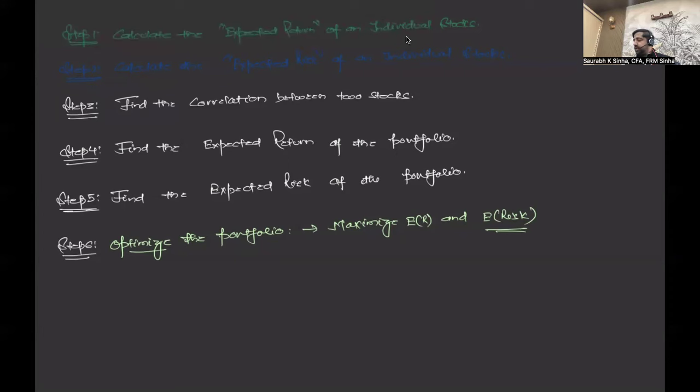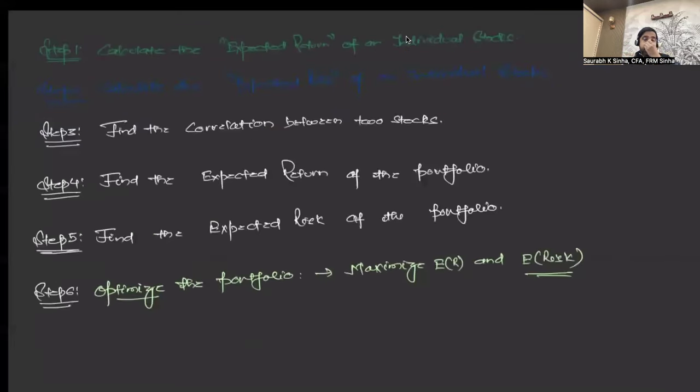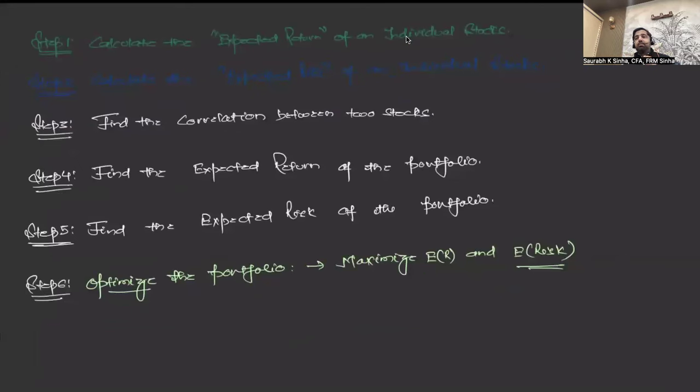Hello. So, in the last session, we defined our steps. Steps that is the core of portfolio management, right? Let's revisit the steps. The steps were: step number one, find the expected return of an individual stock. Step number two, find the expected risk of an individual stock.